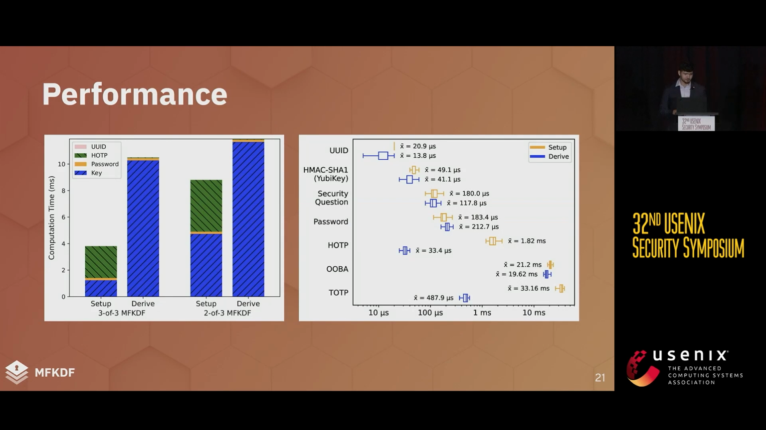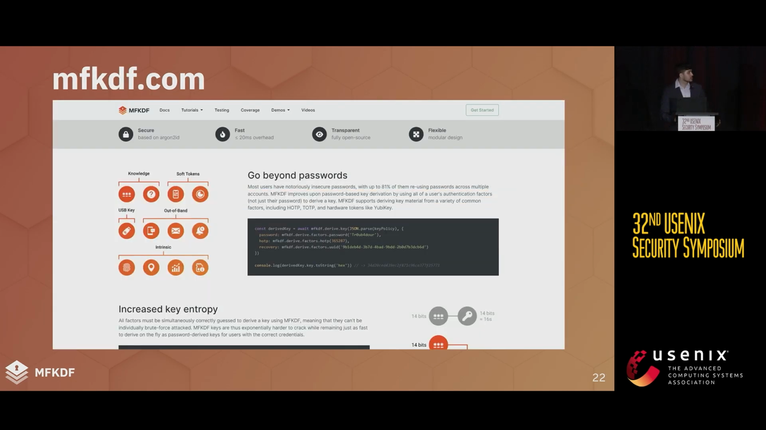We did some performance benchmarking to show that the overhead here is really minimal when compared to password-based key derivation. And you have to keep in mind, again, that key derivation functions are supposed to be at least a little bit slow to make them hard to brute force. And so with that in mind, the additional few milliseconds of switching a PBKDF-based system to MFKDF has really negligible impact to the end user. So I want to encourage all of you to take a look at mfkdf.com.